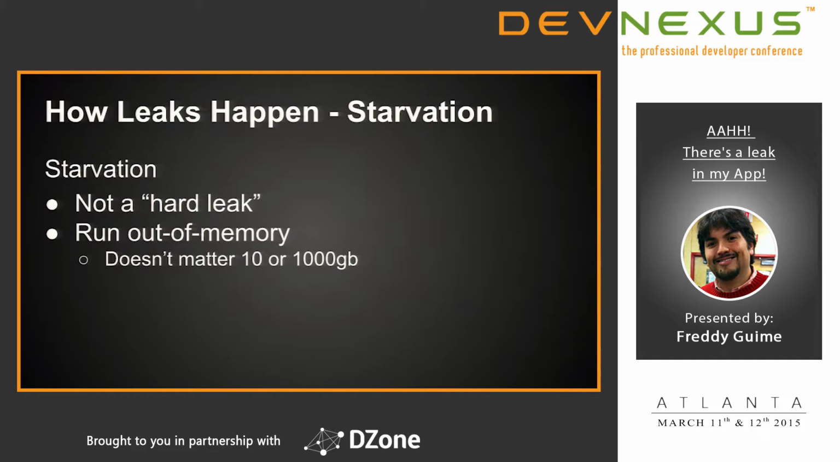Last one is starvation. So again, starvation, usually you read this as in like threads, but what happens is that sometimes this is not a hard leak again. This is not like you're holding strong references that cannot be garbage collected. But you run out of memory, and you're trying to figure out, you look at your code, and the code looks fine, and it's like, what's going on? Why am I running out of memory again?